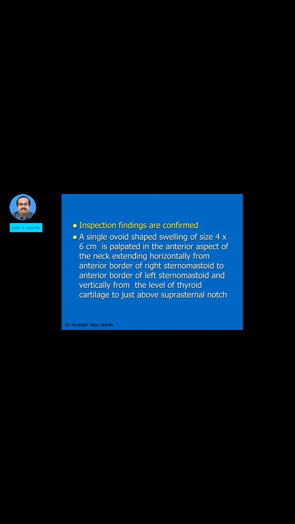So a single ovoid shaped swelling of size 4 into 6 cm is palpated in the anterior aspect of the neck, extending horizontally from the anterior border of right sternomastoid to the anterior border of left sternomastoid, and vertically from the level of thyroid cartilage to just above the suprasternal notch. So that is the statement without the word approximately, and seen is replaced by palpated. So now we know that these are the findings that you have examined.